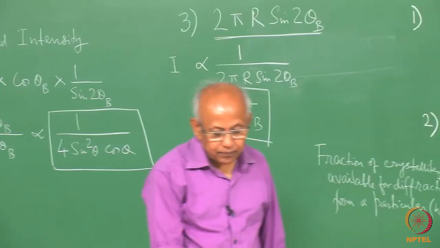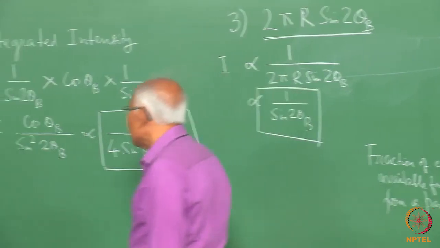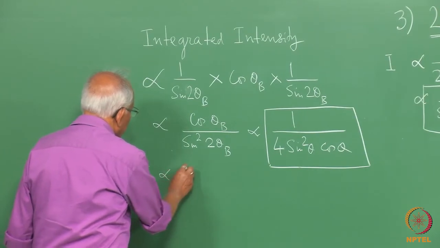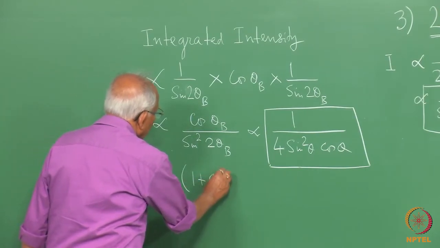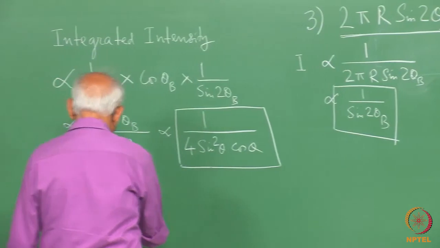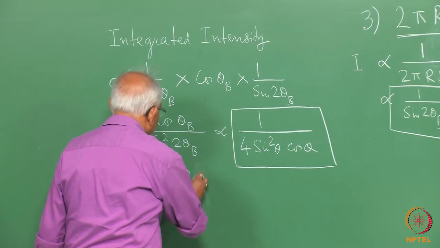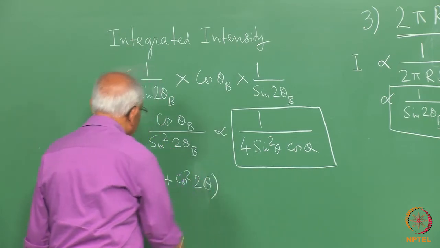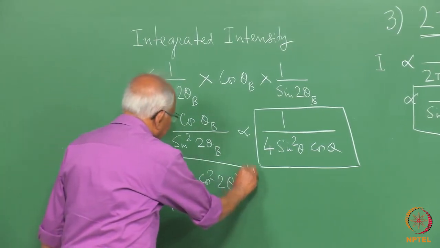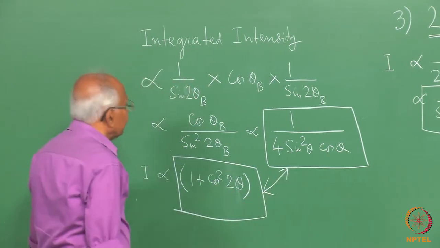Now, if you remember, while we determined the polarization factor, the integrated intensity was found to be proportional to 1 plus cosine square, I am sorry, cosine square 2 theta. In case of the polarization factor, we found out that the integrated intensity is proportional to 1 plus cosine square 2 theta. So, now we can combine this with this.